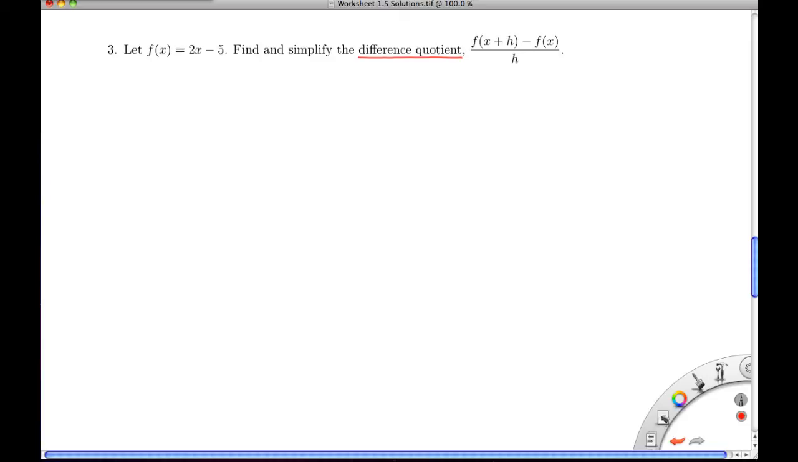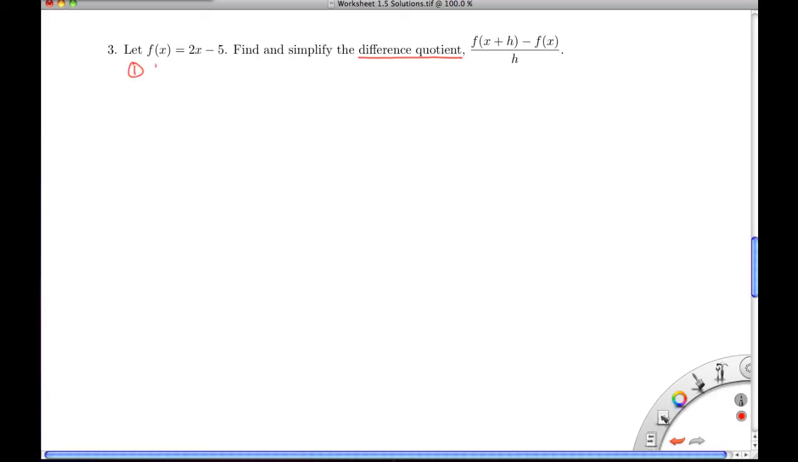So when we're asked to calculate this difference quotient, and it looks kind of like a mess, f of x plus h minus f of x over h. Don't worry about what the h is right now. Really what we're trying to do is just evaluate and simplify. So here's what I'd recommend that you do first.